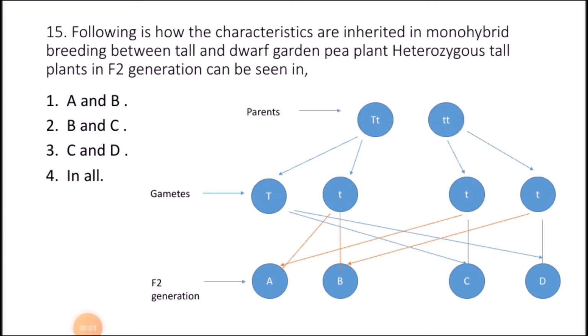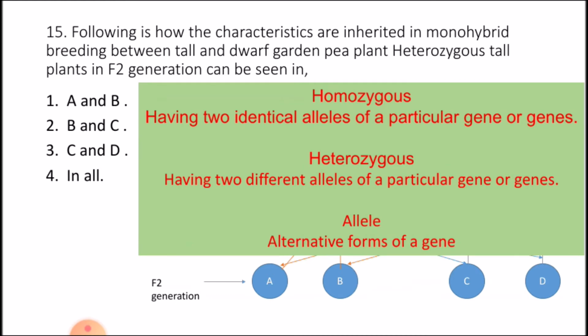Question number 15. Following is how the characteristics are inherited in monohybrid breeding between tall and dwarf garden pea plants. Heterozygous tall plants in two generations can be seen in. So we'll get an idea about what is meant by heterozygous, homozygous, and the answer related to this one. So homozygous means having two identical alleles of a particular gene. Heterozygous means having two different alleles of a particular gene. So allele means an alternative form of a gene.